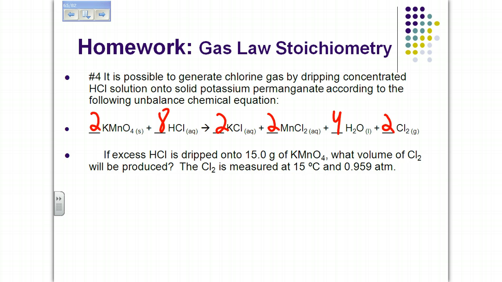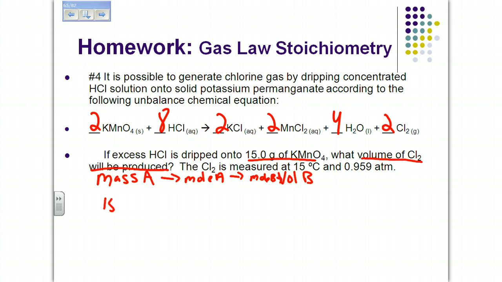So we're looking at excess HCl dripped onto 15 grams of potassium permanganate. What volume of Cl2 will be produced? Our starting point that we're given is 15 grams of KMnO4, so we're starting at mass A, and we need to go to volume B. If we look at our mole map, mass A goes to mole A, goes to mole B, goes to volume B.